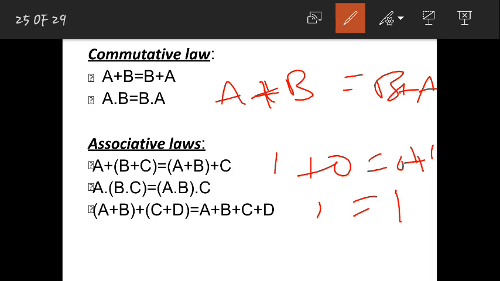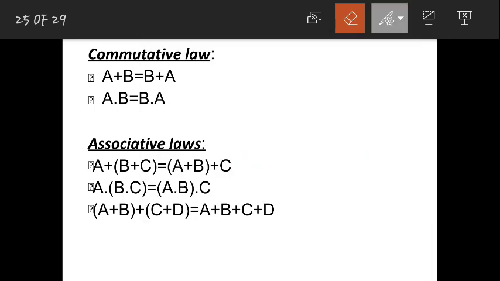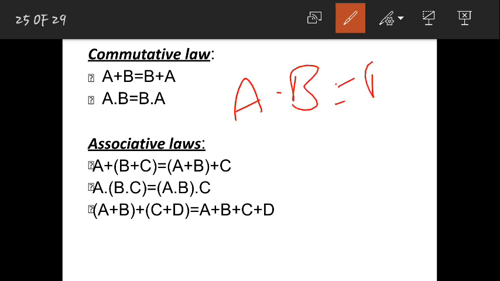Similarly, A dot B is equal to B dot A. Nothing but A and B is equal to B and A. If you just reverse them and write, nothing is going to change. Your answer would be the same. Okay, 0 and 1 and 1 and 0 both are nothing but equal. This is nothing but commutative law. These laws are very important while solving any types of simplifications. You need to know them. Okay. Next you have is associative law.